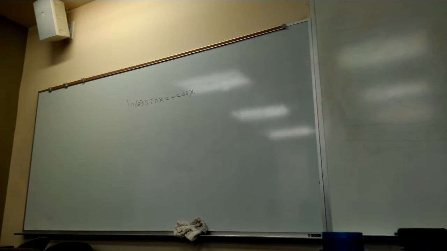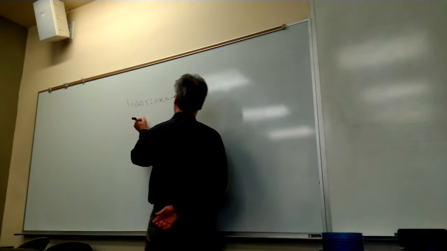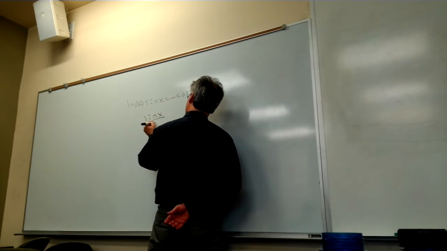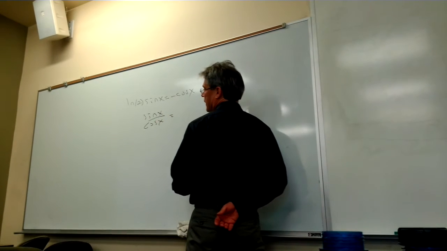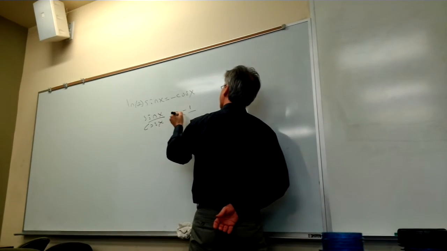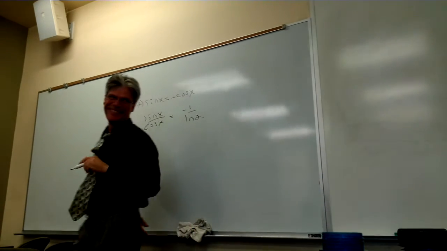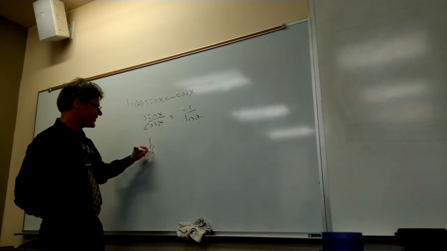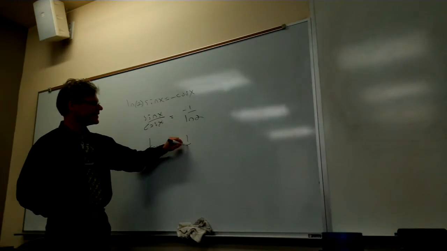Of course. Use your identities of functions. Which one? Neither of them are squared. If I divide both sides by the cosine of x, and maybe even divide both sides by natural log 2, now I can see that the tangent of x is simply equal to this.